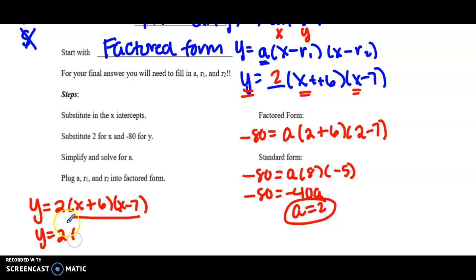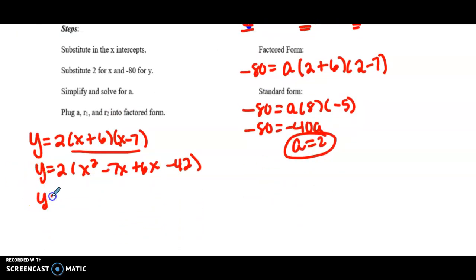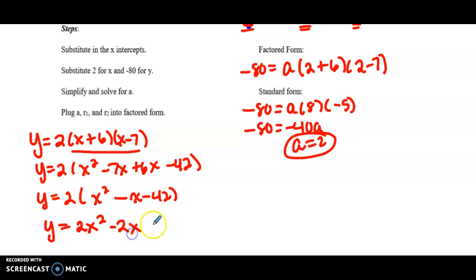Gonna leave my 2 just chilling for the moment. x times x is x squared, minus 7x plus 6x minus 42. Okay, and then you're going to combine your like terms and you get x squared minus x minus 42, and your final step is to distribute that 2 into everything. Okay, and then that's all you do.